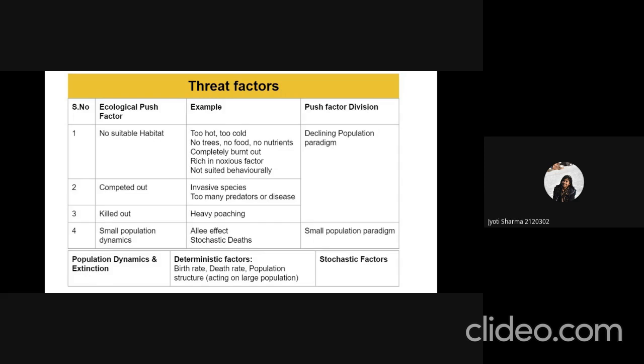Whenever you have a large population size, you have more stability, and if you have a smaller population size, then the species can go extinct very easily. So this is the small population dynamics.